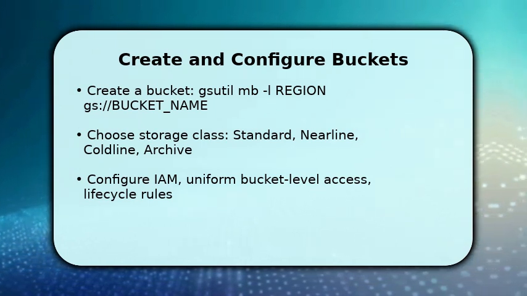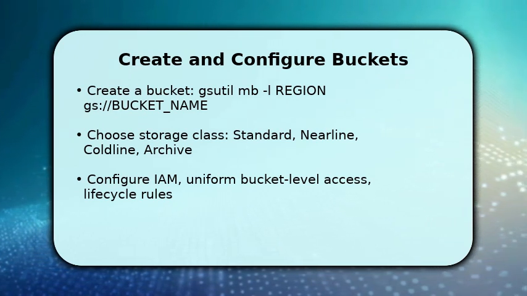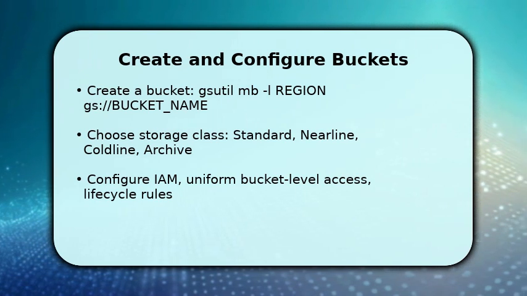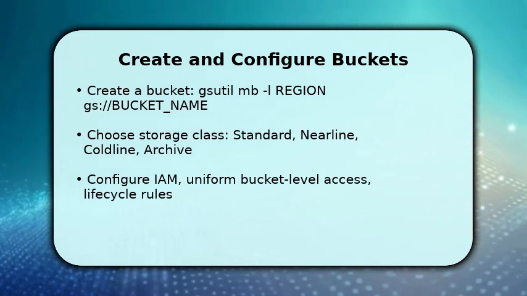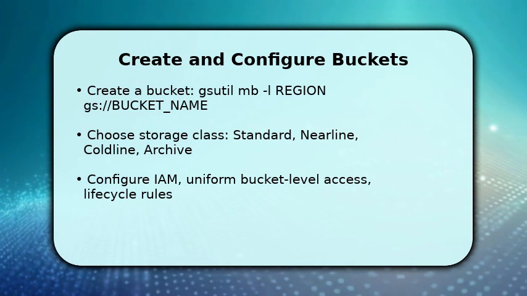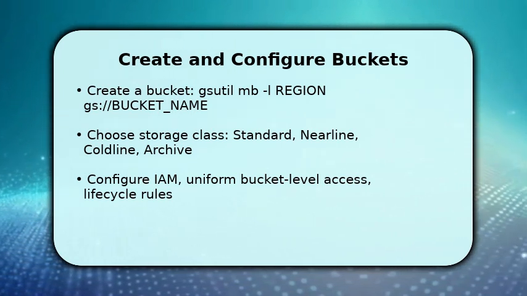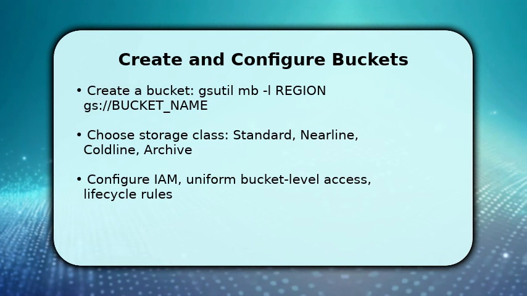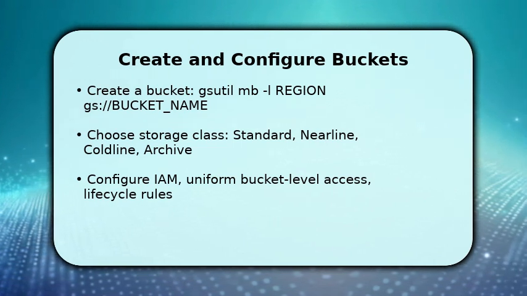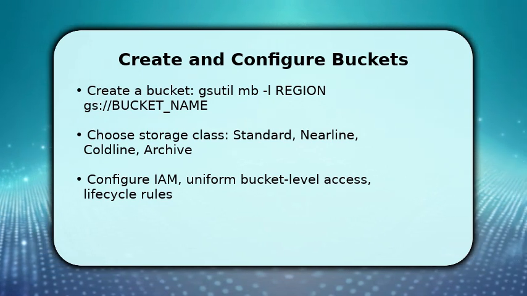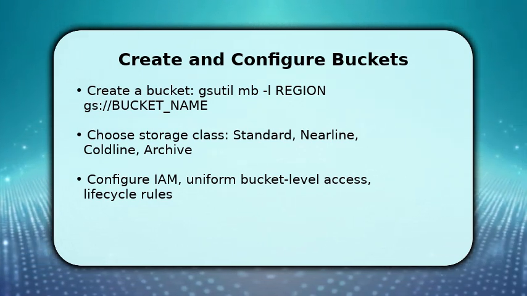Choose an appropriate storage class, standard for frequent access, nearline or coldline for cheaper infrequent storage, because this affects cost and retrieval time. Once the bucket exists, enable uniform bucket-level access, set lifecycle rules for automatic tiering or deletion, and grant IAM roles so applications and users can read or write objects securely and predictably.